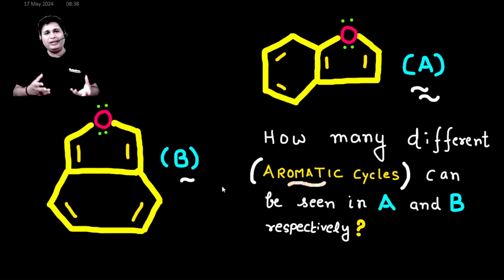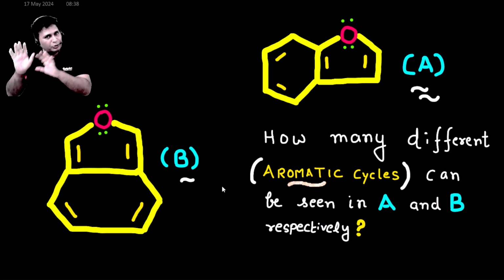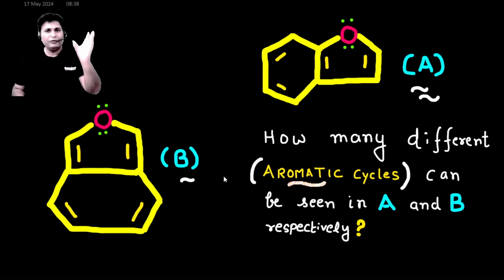B I have given as a variation, a minor difference from A. So we will find in the two compounds respectively how many aromatic cycles we are going to get. We will start with A.